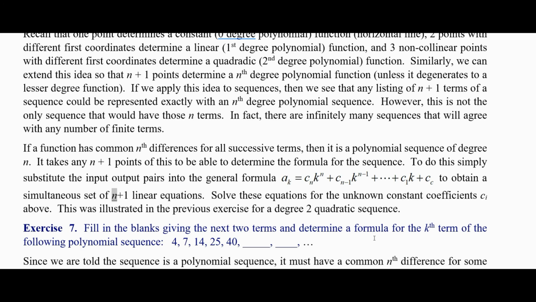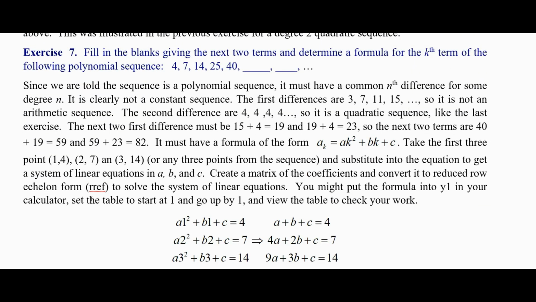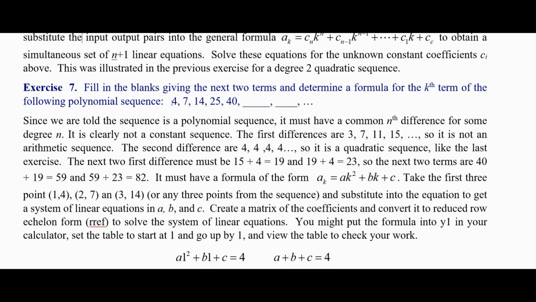Fill in the blanks for the next two terms to derive a formula for the k-th term of the following, and I've said polynomial sequence. So we're told it's a polynomial sequence, so it must have a common nth difference for some degree n. It's clearly not a constant sequence, so let's figure out the first differences. The first differences are 3, 7, 11, and 15. Well, that's not constant, so it's not arithmetic. Let's try again. The next differences are 4, 4, 4. Okay, those are constant, so we got us a quadratic sequence like the last example.